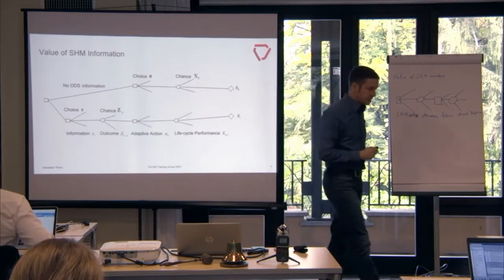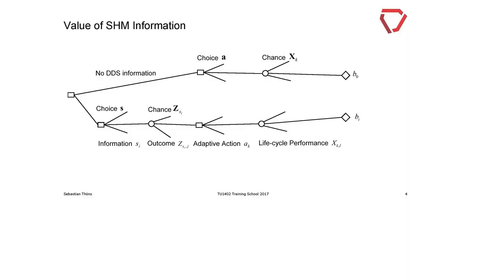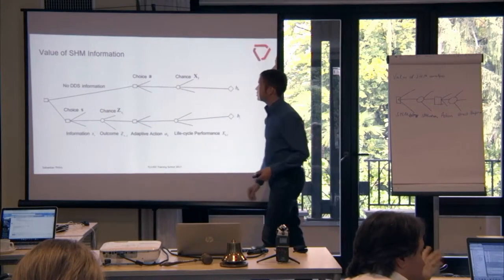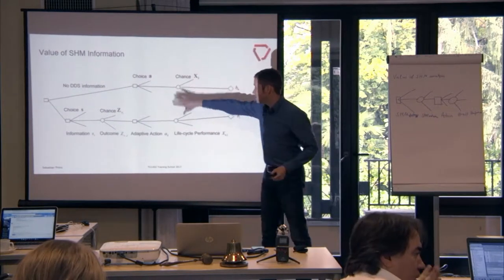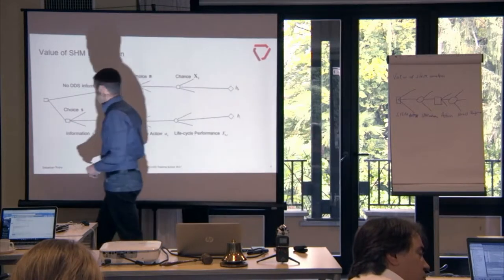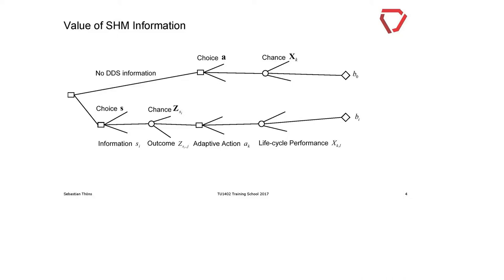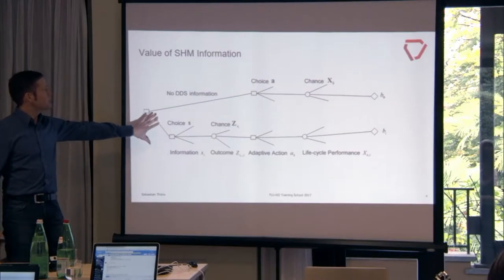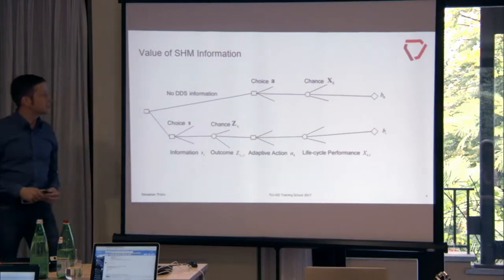So now we have been adapting over the last years this approach to the value of SHM information. And here should be SHM. So we may have the case where we have no SHM information, and then we have the choice of our actions and chance of the life cycle performance. With SHM, we are getting additional information. We may describe the strategy, an information acquirement strategy or an SHM strategy, and the chance of the outcomes.